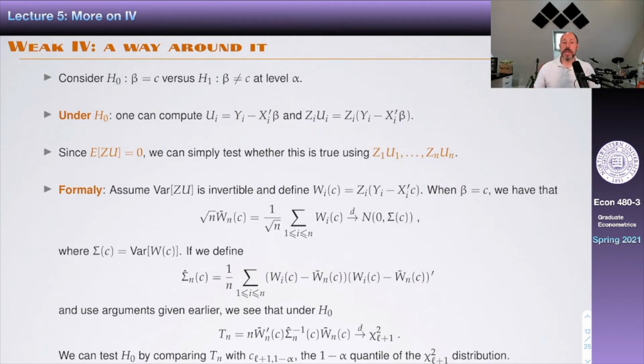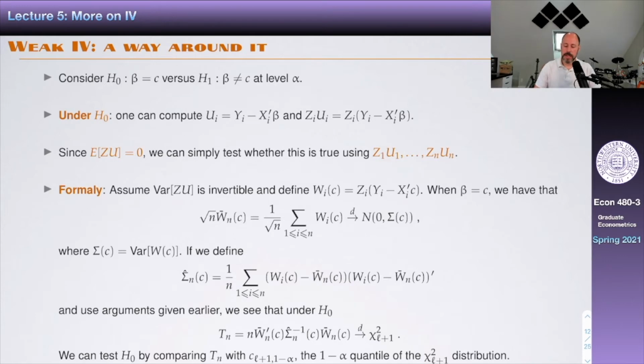So suppose that you believe me, or you're convinced by this argument, and you say, okay, suppose that I'm concerned about the possibility my instruments are weak. I suspect that that's the case. And so I know that confidence intervals based on the asymptotic normal approximation are not going to work. What can I do instead? Well, you can consider an idea like the one in this slide.